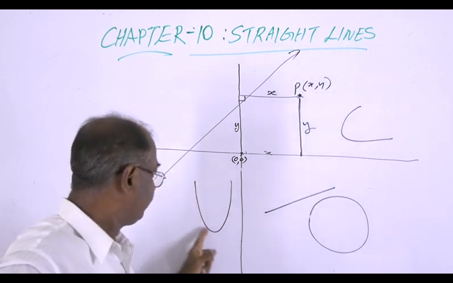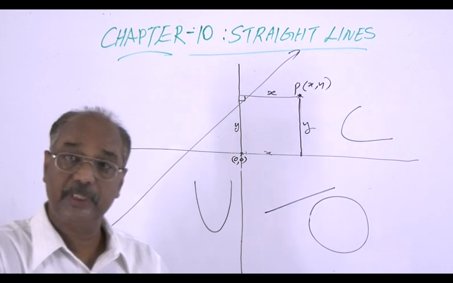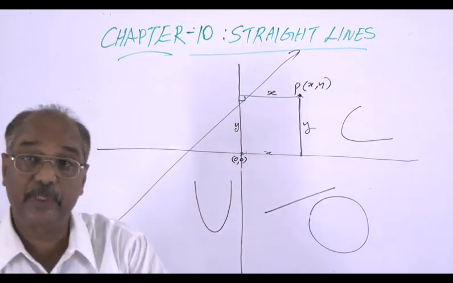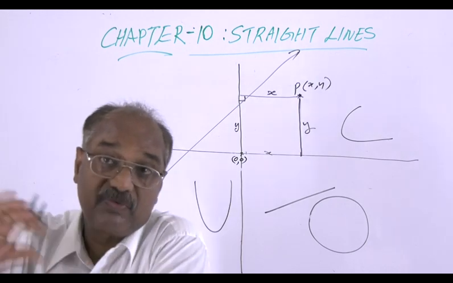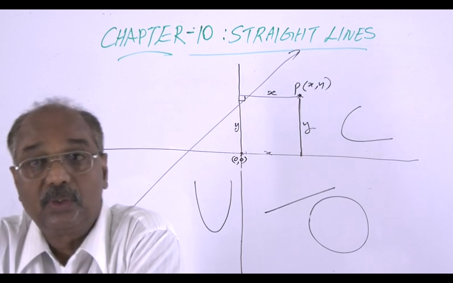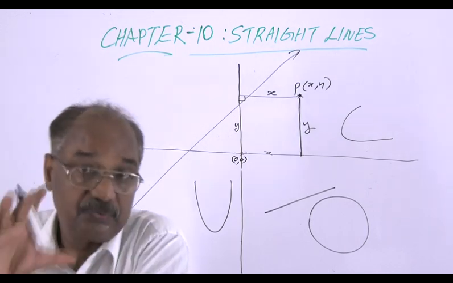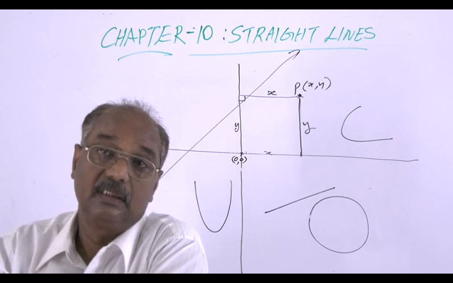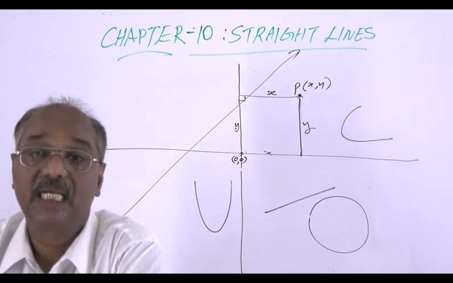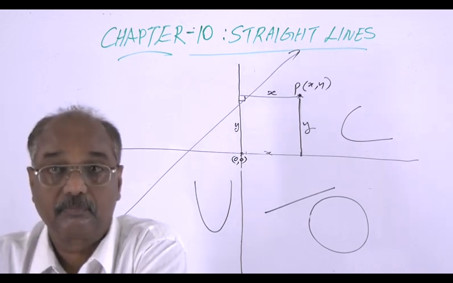Similarly, this parabola is a collection of points. This straight line as a whole is a collection of points, arranged in a continuous and straight way also. So every such figure can be considered as a collection of certain points in the plane. Or in other words, we can consider this in some other way also.